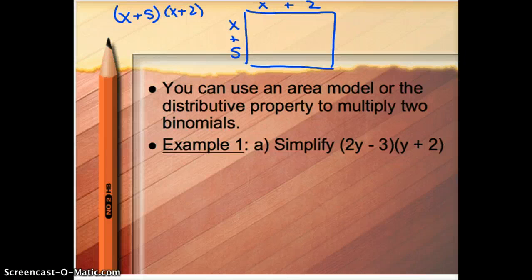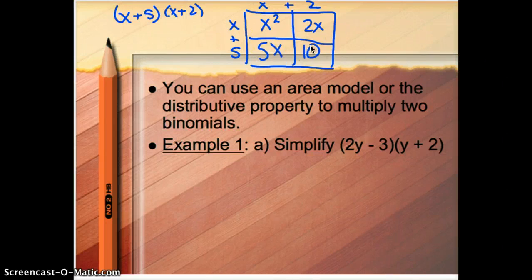If I was going to find the area of this, I'm going to draw a couple lines here, so I can separate it into parts that I know how to multiply. So the top I have x, then 2, then x, then positive 5. To get the area of the top left rectangle, I would do x times x, which is x squared. The top right is x times 2, which is 2x. The bottom left is 5 times x, which is 5x. And 5 times 2 is 10.